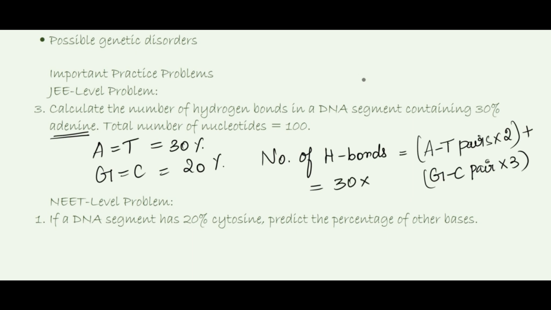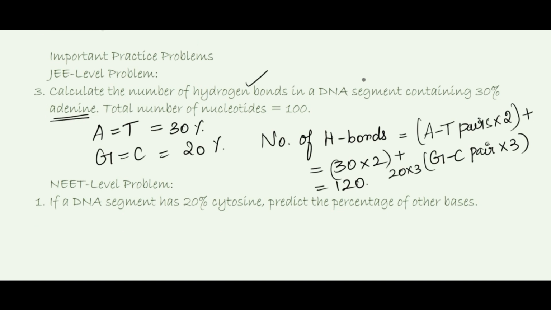Okay, so 30 into 2 plus GC pairs 20, 20 into 3, which is equal to 120. So number of hydrogen bonds is equal to 120. Okay, so that is the answer to this question.